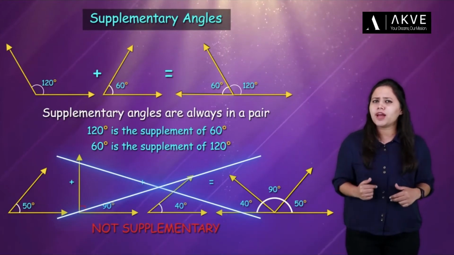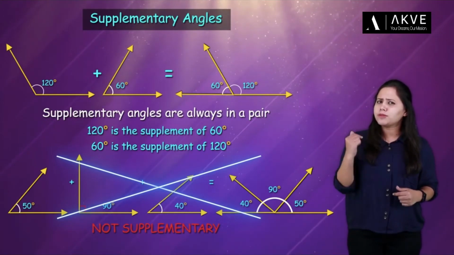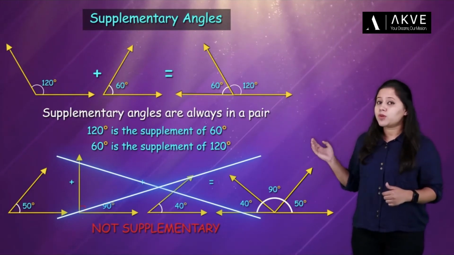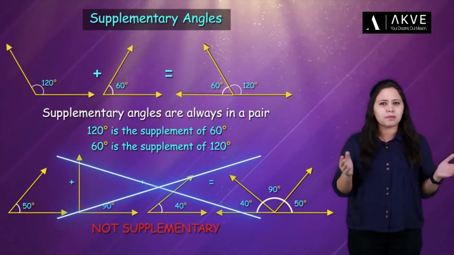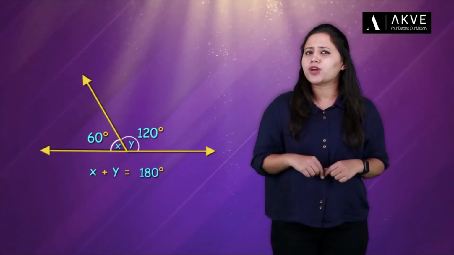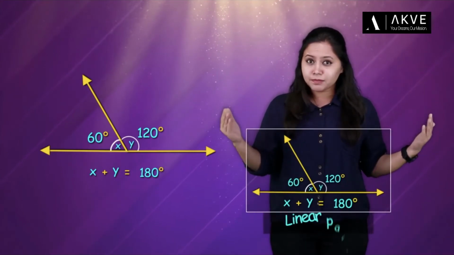Even in supplementary angles, two angles need not be together. They can be anywhere. As long as their sum is 180 degrees, they are called supplementary angles. But if a pair of supplementary angles is together, it forms a linear pair.